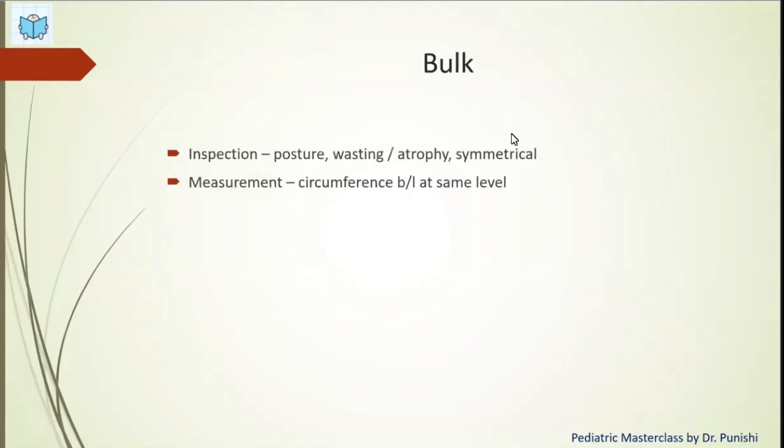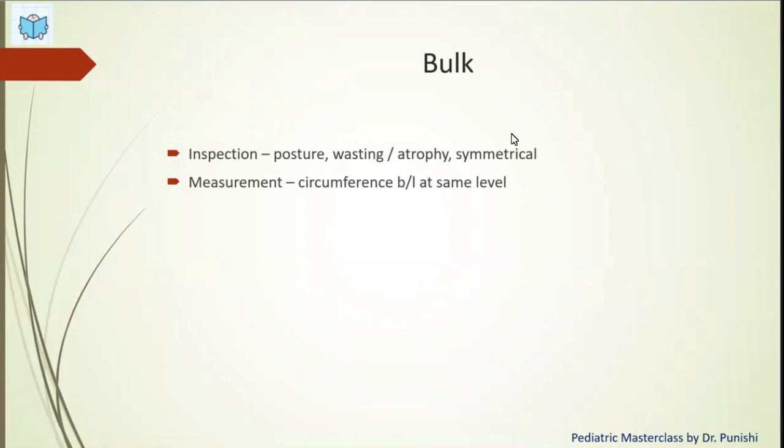So when we talk about bulk, how do you inspect? You look at the posture, you look at any obvious wasting or atrophy, and whether the limbs look symmetrical or not. Like I said, if it's a hemiplegic CP, one particular side will have disused atrophy, will appear atrophied and small, or there might be significant limb length discrepancy between the left and the right. So that is what you see on inspection.